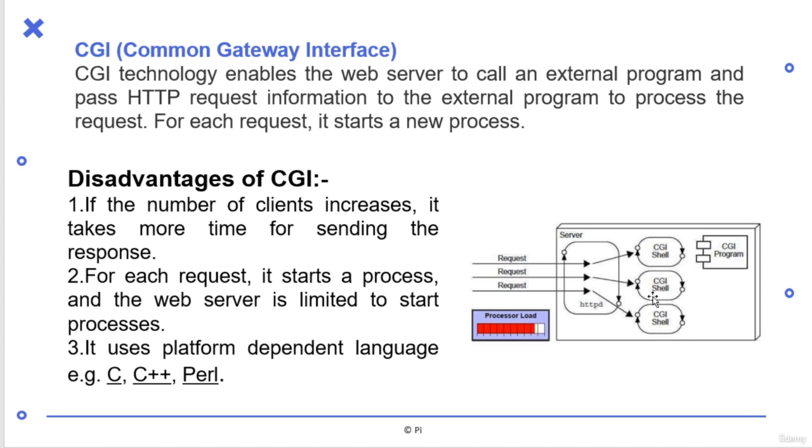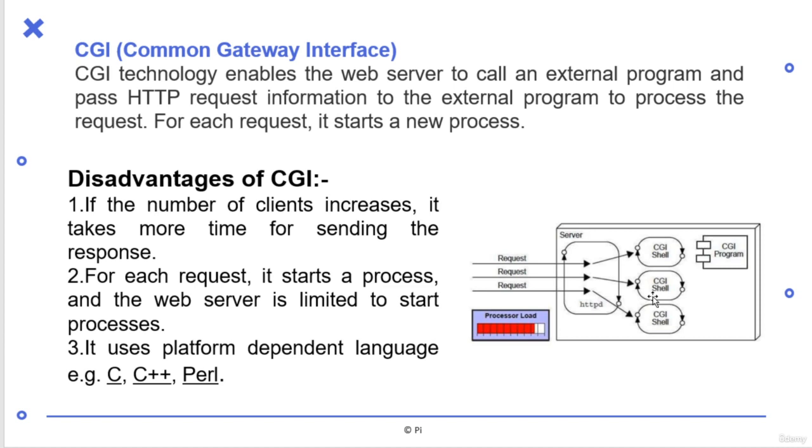For each request, it starts a process, and the web server is limited in how many processes it can start. A web server cannot create 100 or 1000 processes without limit. There are some restrictions on processes also. Consider a server which can create only 1000 processes. If 2000 clients come and ask for a request, the CGI server cannot create more than 1000 processes. I'm considering that as an example.